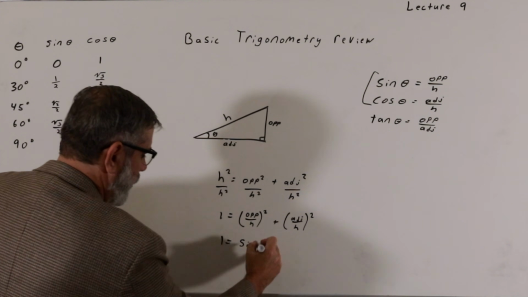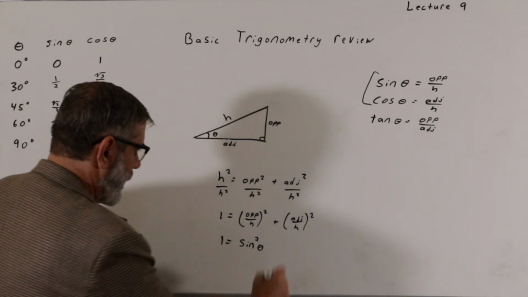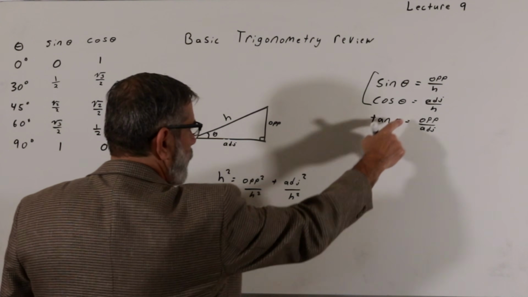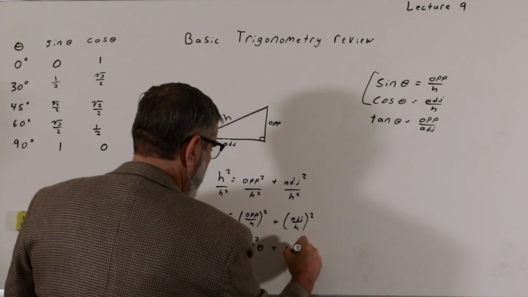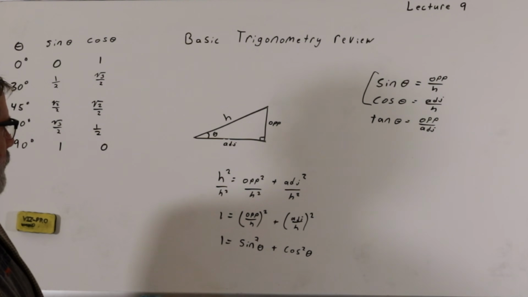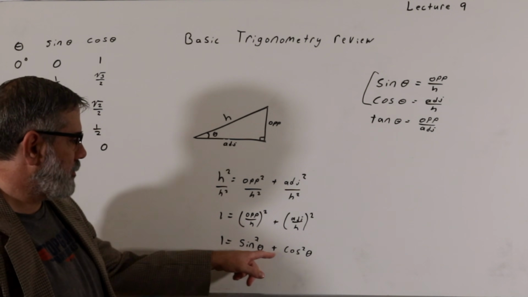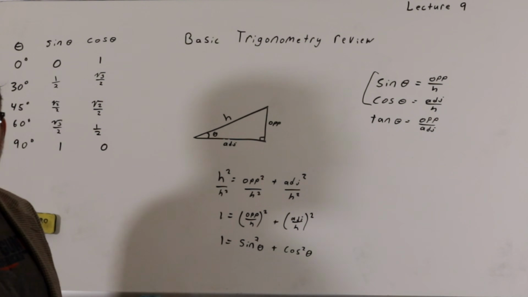Of course, this is squared. The way we write that is like this. We put the squared sign right there. And the adjacent over the hypotenuse, well, that's just the cosine. So I get the cosine squared of theta right here. And this is the equivalent of the Pythagorean theorem in terms of the trigonometric functions: the sine squared of theta plus the cosine squared of theta is equal to 1.